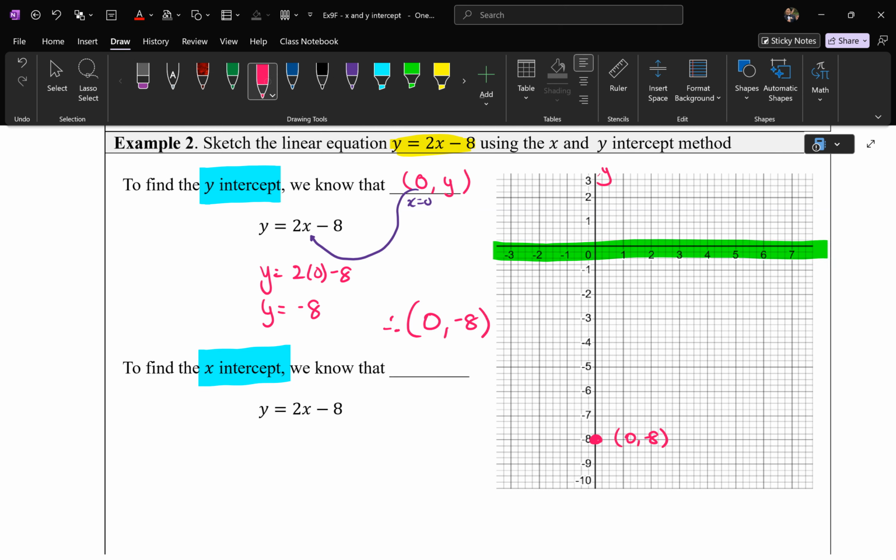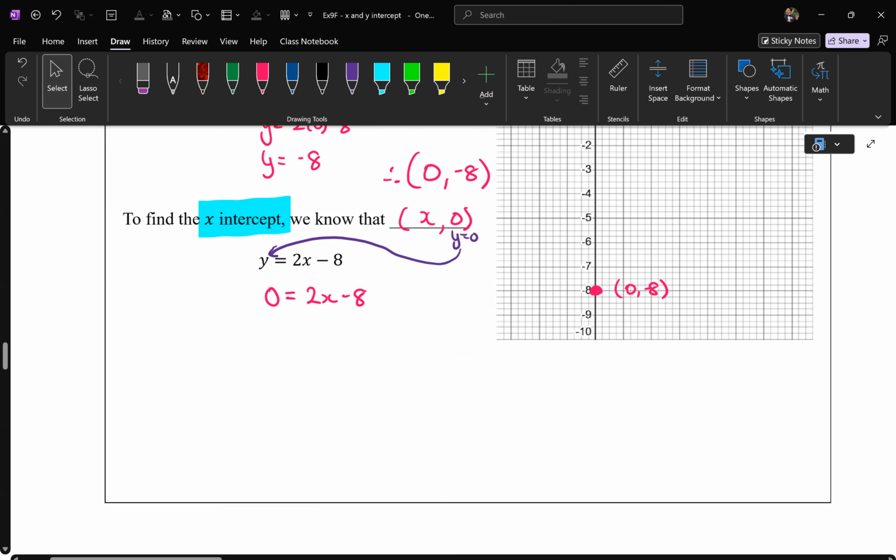But notice the pattern that every time you pick a coordinate on this line, this one will be 1, 0, this one will be 2, 0, this one will be 3, 0. There's a pattern. And the pattern is, I don't know what x is, but I know the y value is going to be 0. Now, if y is going to be 0, then the equation should be 0 is equal to 2x minus 8. And you're back to Chapter 7.